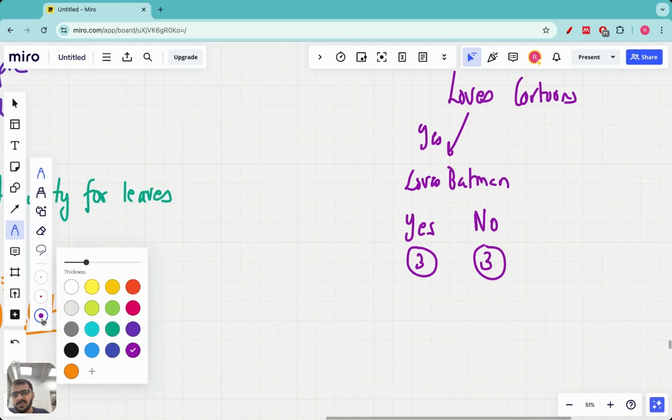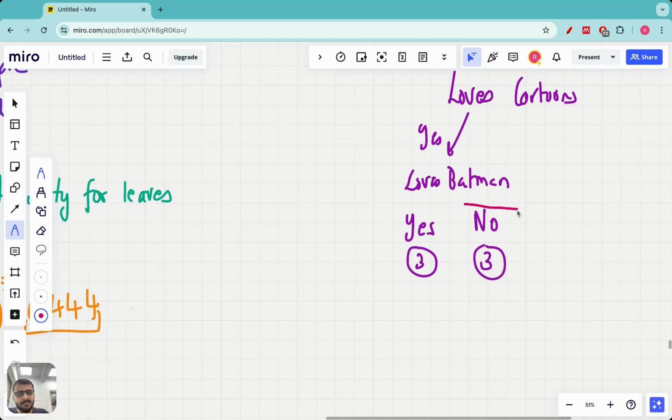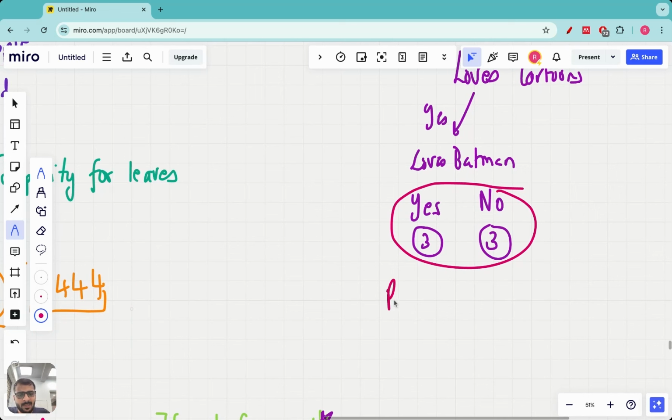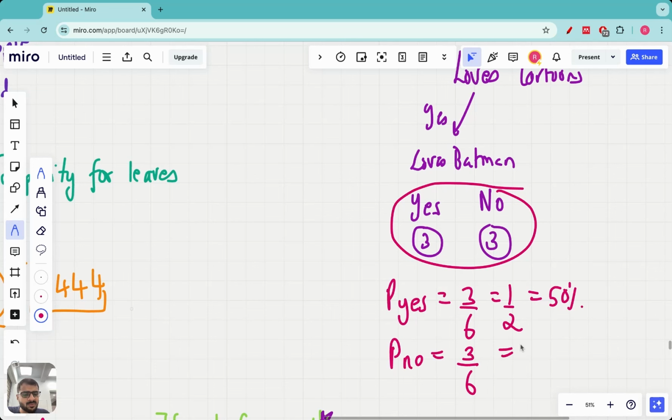Now this is the worst possible leaf because it's completely impure. The reason is because if you look at the probability of yes, that is 3 divided by 6, which is equal to half or 50%. And if you look at the probability of no, which is equal to 3 divided by 6, which is equal to half, which is equal to 50%.